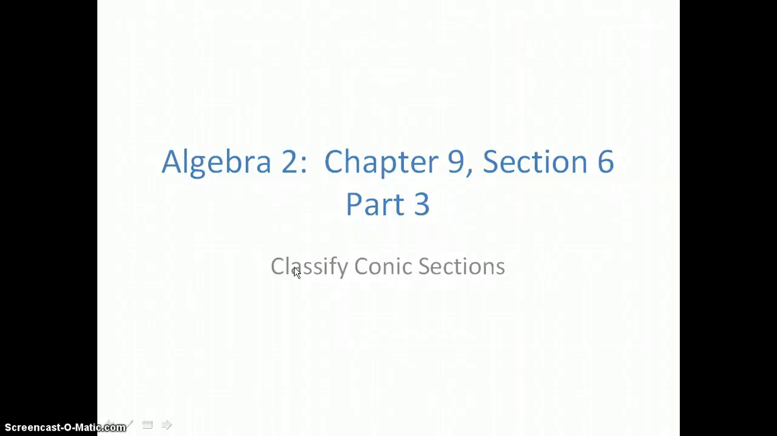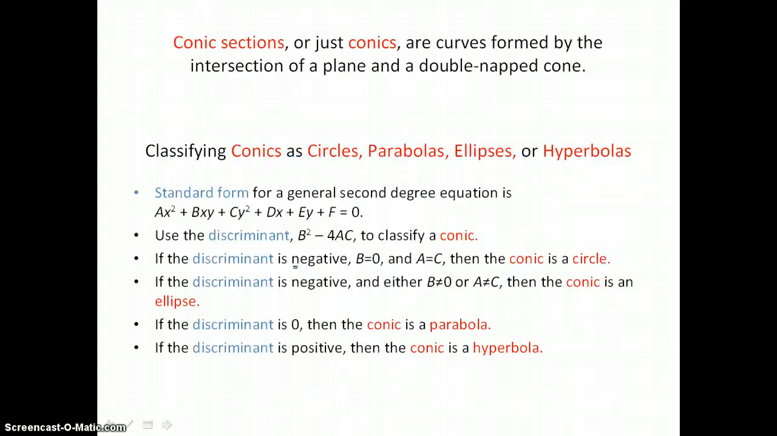In Lesson 9.6 Part 3, you will classify conic sections. The standard form for a general second degree equation is written on this page. We can use the discriminant of b squared minus 4ac to classify a conic. If the discriminant is negative and b equals 0 and a equals c, then the conic is a circle.